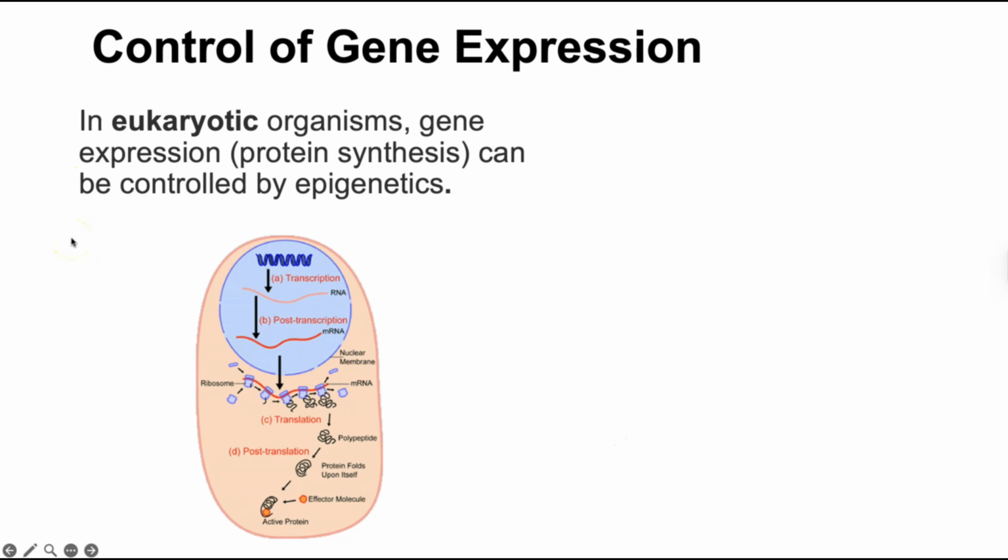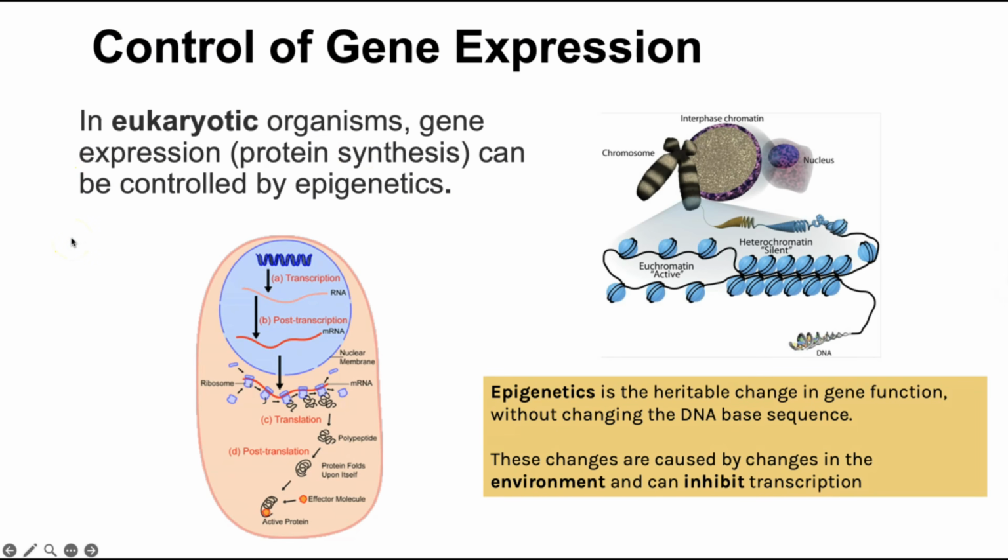There's also another way that transcription can be controlled, and that is through epigenetics. Epigenetics, here is your definition, is the heritable change in gene function, but without changing the DNA base sequence. So 2 marks there for those 2 parts of the sentence. And these changes are caused by changes in the environment. So for example, stress and diet. And it can result in transcription being inhibited or initiated. And that is due to particular chemical tags that bind either to the DNA or to these histone proteins.